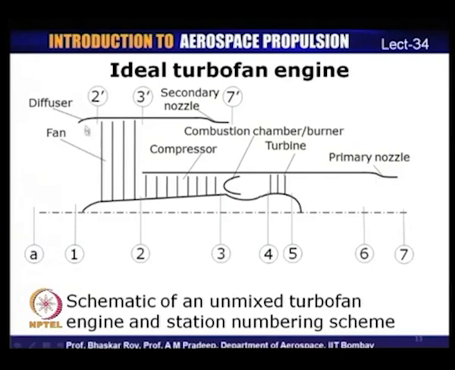And so, for cycle analysis, we shall be using additional symbols which denote the bypass duct, that is symbols with the prime symbol, that is 2 prime, 3 prime, and so on, which correspond to properties in the bypass duct. 2 prime, for example, corresponds to the fan inlet, 3 prime corresponds to fan exit and also the compressor inlet, and 7 prime is the secondary nozzle exit. So, other symbols are the same as what we have used for the turbojet.